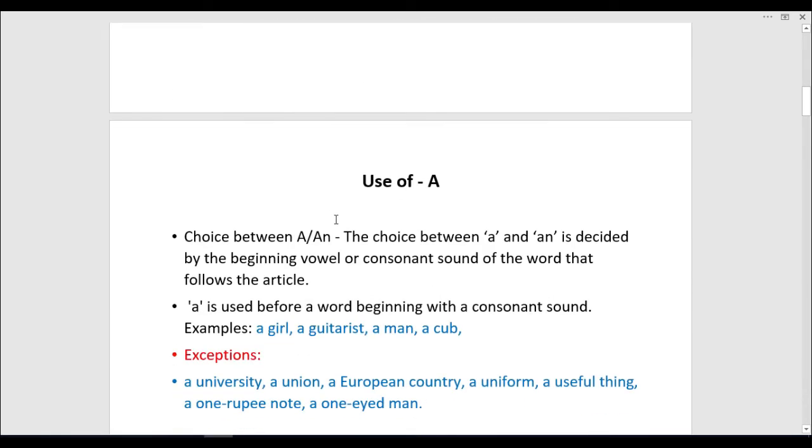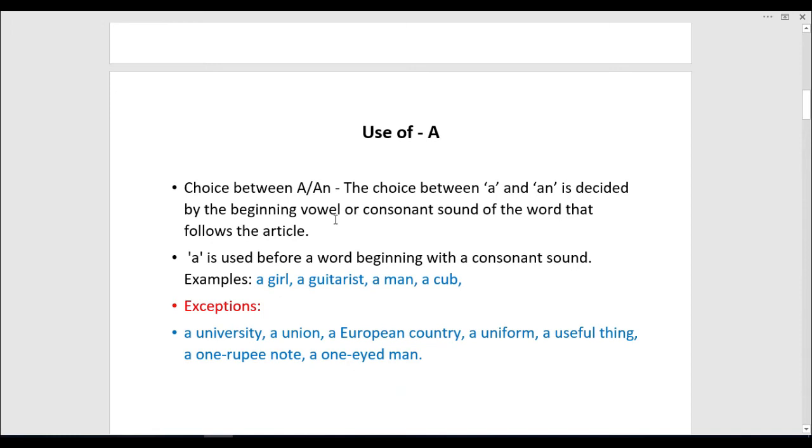Let's study the use of a first. The choice between a and an is decided by the beginning vowel or consonant sound of the word that follows the article. Let's first understand the use of a. A is used before a word beginning with a consonant sound. For example, a girl, a guitarist, a man, a cub.